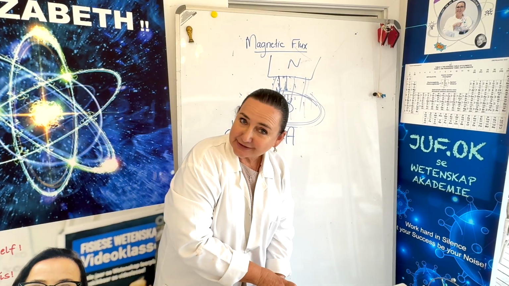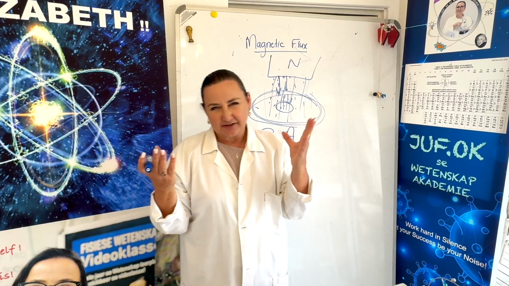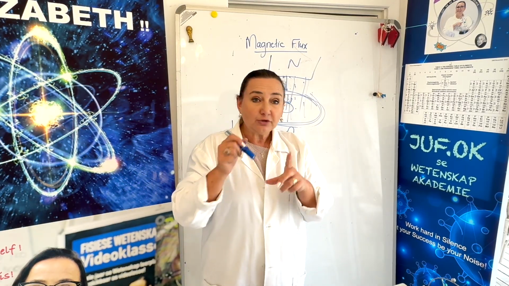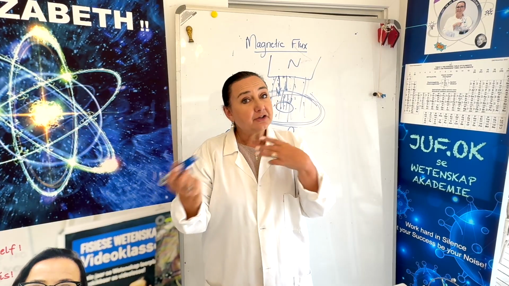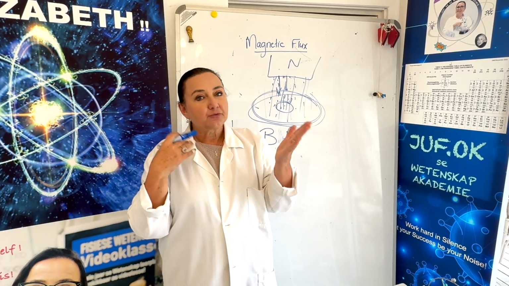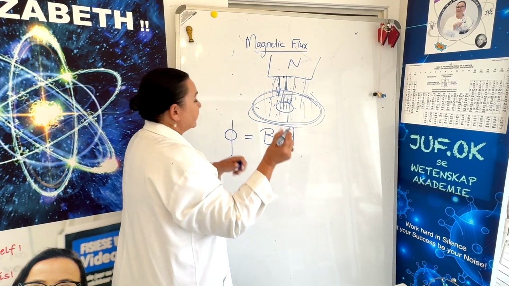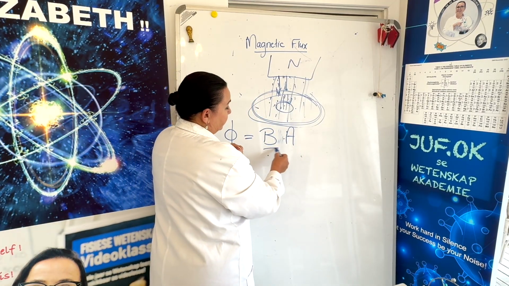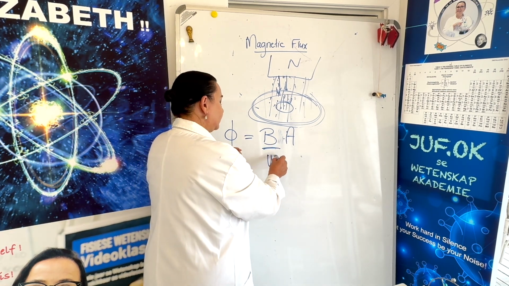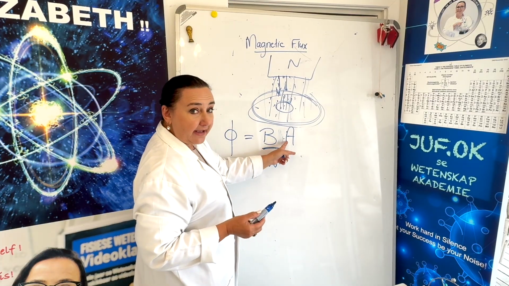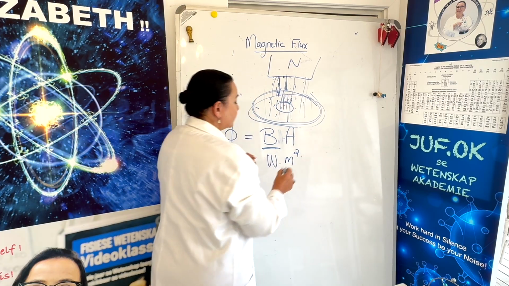Now it could be a square, it's not necessarily round, although most solenoids are round, but we could also have it in a square. And then you're going to work out the area in square meters, so it will be meters squared. So it's going to be determined by the magnetic flux density in Weber times the area that it's going to hit. So that would be meters squared.